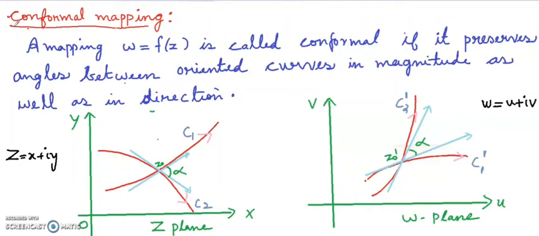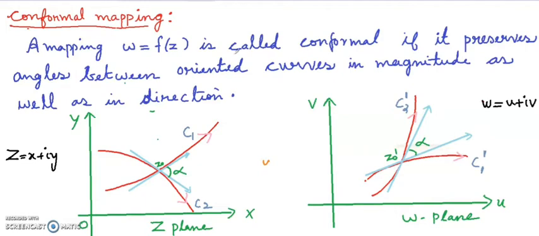In this video, we are going to learn conformal mapping and the problems related to it. A mapping w equals f of z is called conformal if it preserves angles between oriented curves in magnitude as well as in direction.